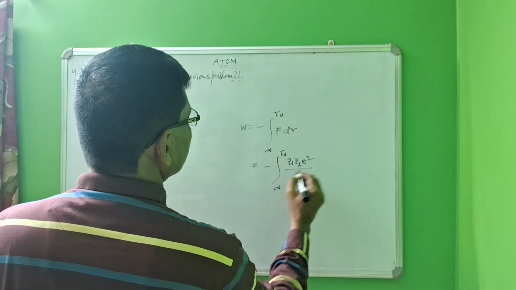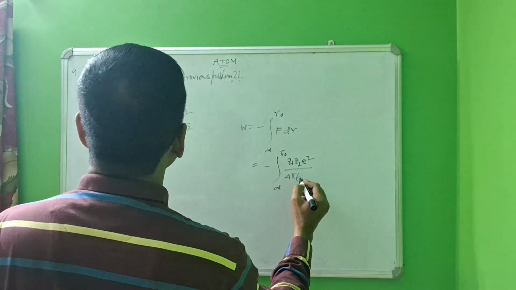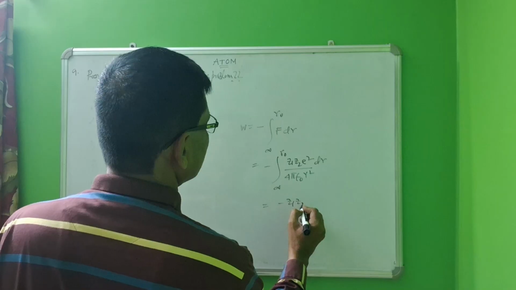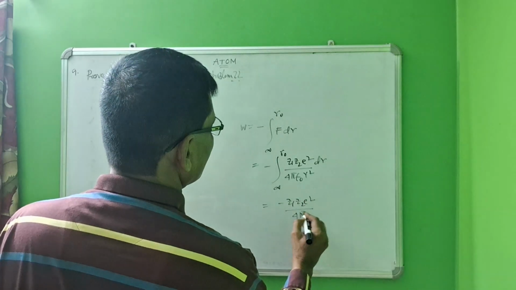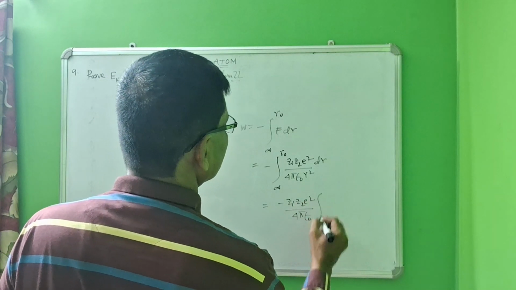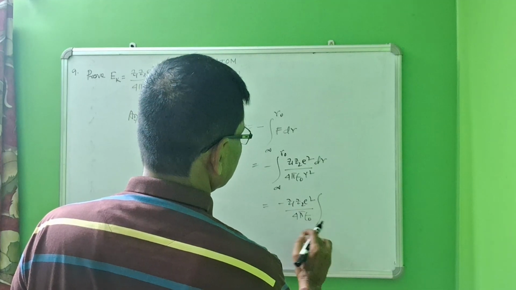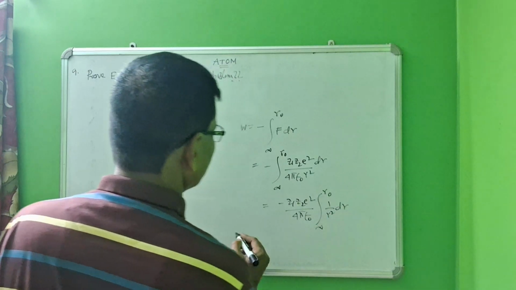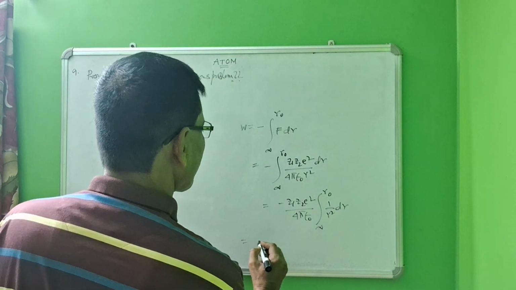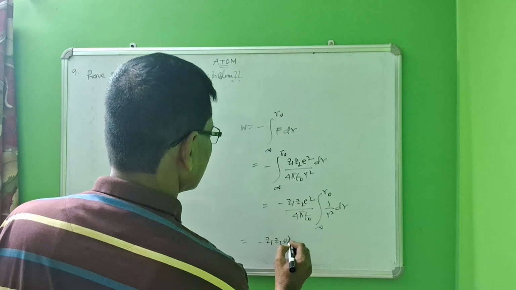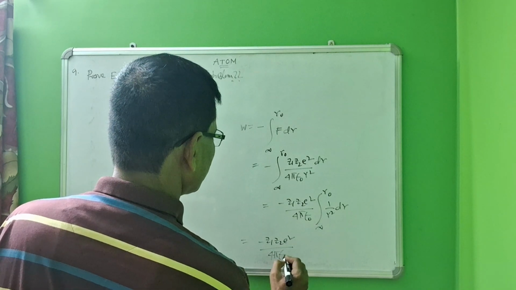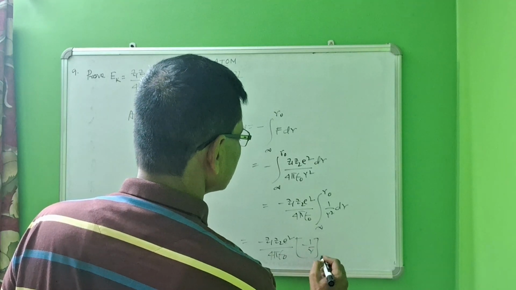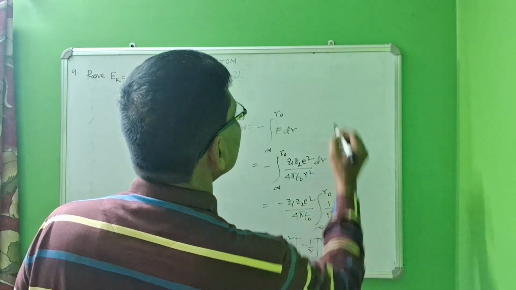Equals minus the integral of Z1 Z2 e square divided by 4 pi epsilon 0 r square dr, equals minus Z1 Z2 e square upon 4 pi epsilon 0, integral from infinity to r0 of 1 by r square dr, equals minus Z1 Z2 e square upon 4 pi epsilon 0. Here the integration gives minus 1/r, from infinity to r0.